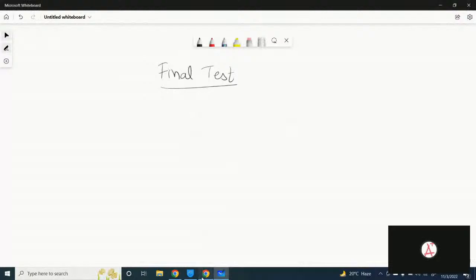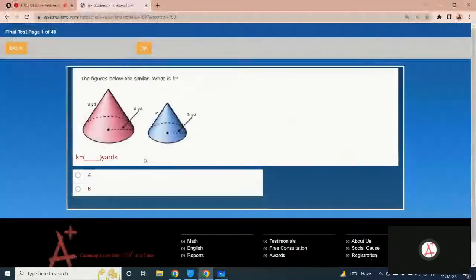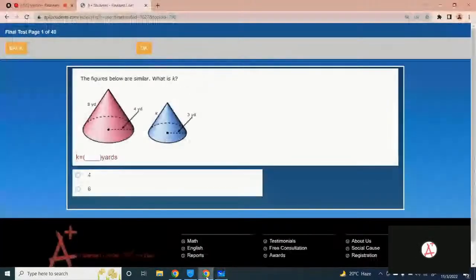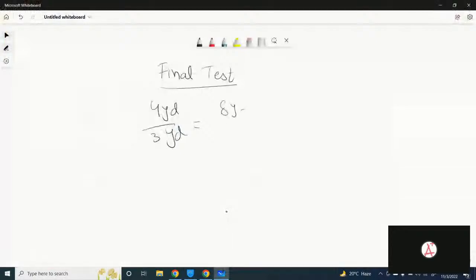Okay, so here is the final test for the topic. The figures below are similar. What is the value of k? We have to find the value of k. Got it? So let's form a proportion between the lengths. You are given 4 and 3 as the similar sides, so the ratio is 4 yards divided by 3 yards, and then 8 yards divided by k yards. Got it? You have to find the value of k.